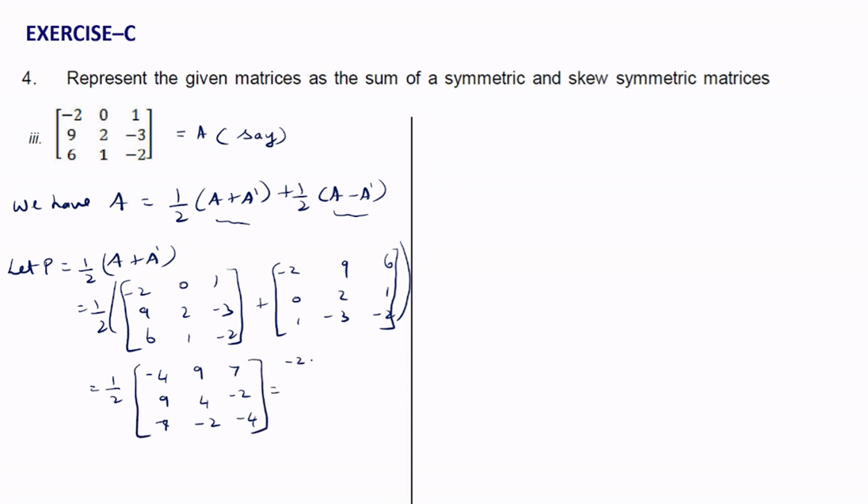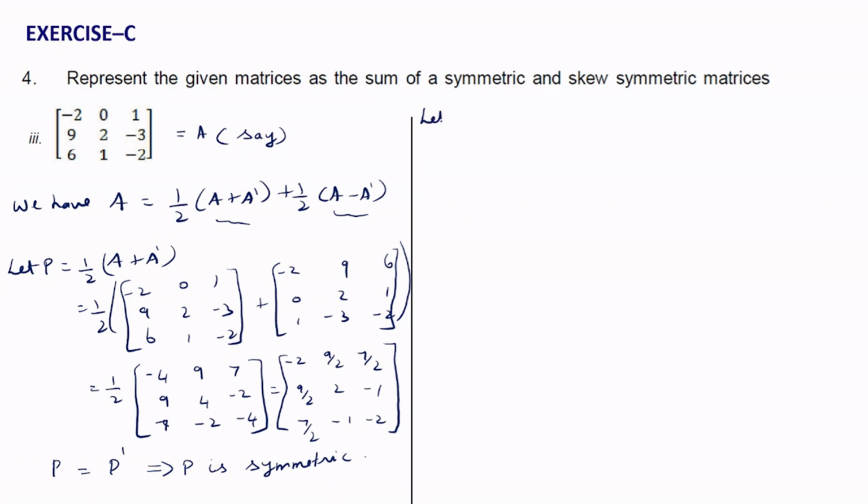So this is minus 2, 9 by 2, 7 by 2, 9 by 2, 2 minus 1, 7 by 2 minus 1 minus 2. So this is equal to P, which is equal to P transpose, implies P is symmetric. And next we have, let us take let Q equal to half of A minus A transpose.